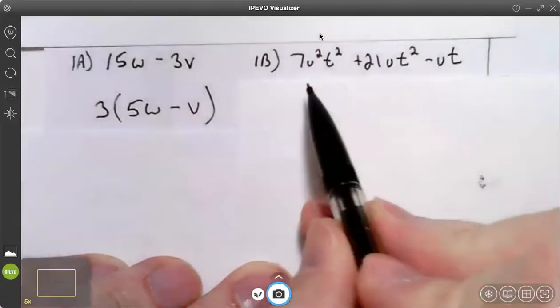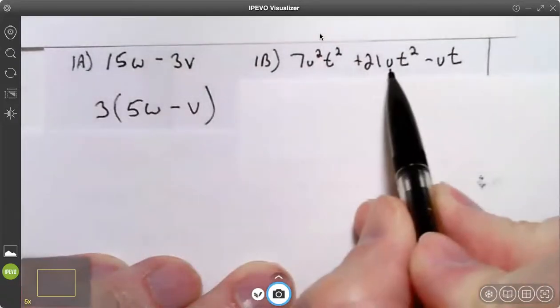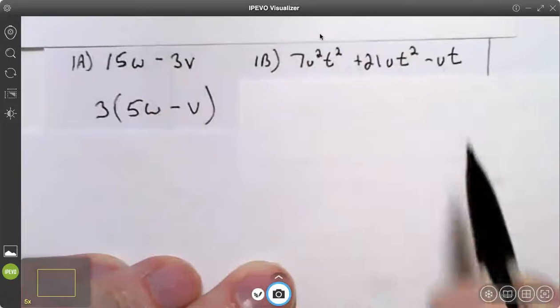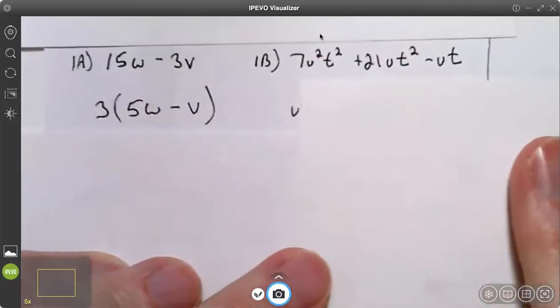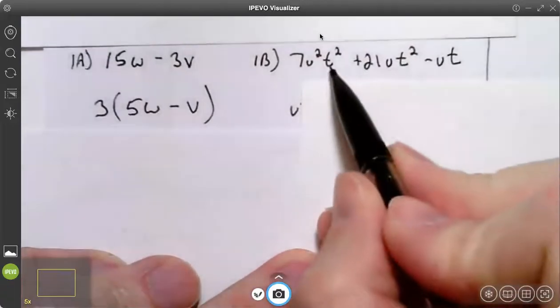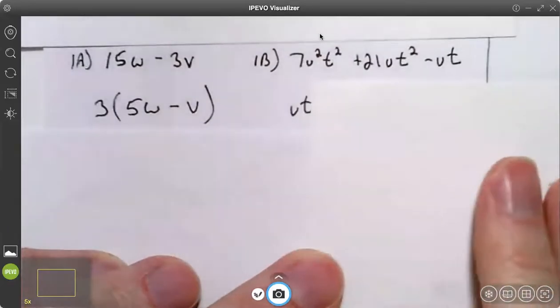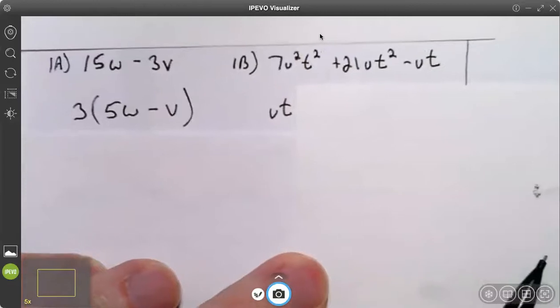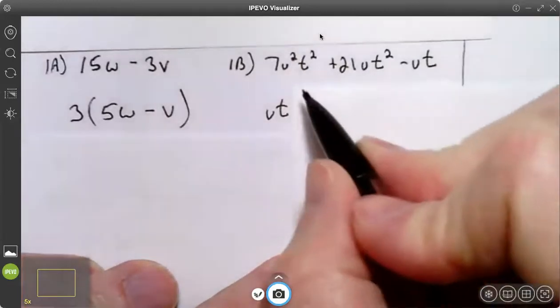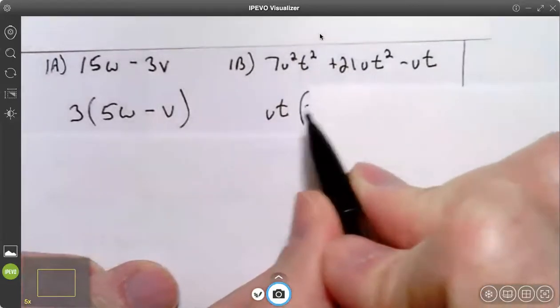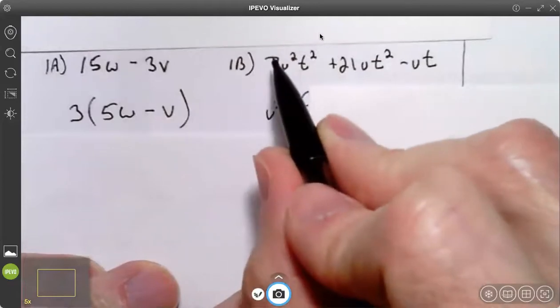So let's look at the u's. I have 2 u's here, 1 u in this term, and 1 u in this term. So I can factor 1 of those u's out. I have 2 t's in this term, 2 t's in this term, but only 1 t in that term. So I can factor 1 t out. So let's see what's left. My greatest common factor is ut.